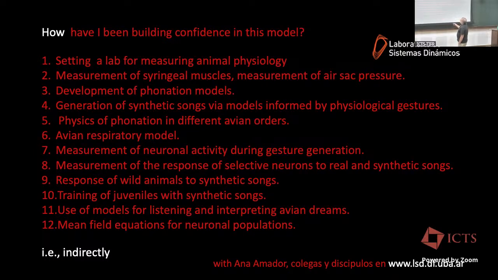So I had to develop some phonation models, generate synthetic songs, which could be informed by physiological gestures. Once I have a model, if I take the data, I have to put it into the model and see what happens. If the model is okay, I should get the right sounds. So I wanted to find the physics of phonation for different avian orders, because as I was telling you, oscine birds have these kind of syringes, but there are other orders of birds that have other syringes and have other physics involved, and they will have different sounds with different timbres.